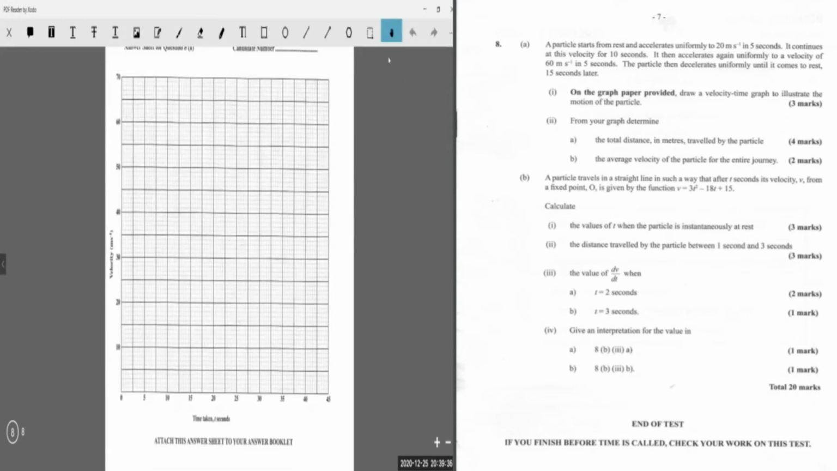Let's construct this graph nice and easy. This is the graph that they will give you. They told us that the particle started from rest and then accelerates to 20 meters per second. So it starts and then goes to 20 meters per second in 5 seconds. So it goes right here. Then they said it continues at this velocity for 10 seconds. So 10 seconds more, 5 plus 10 is 15.